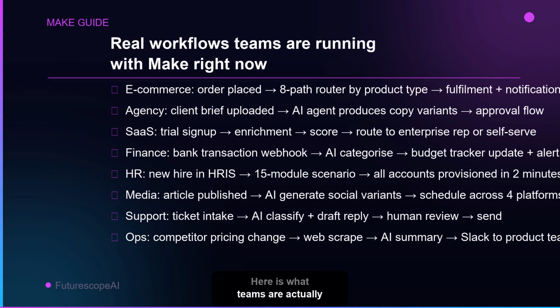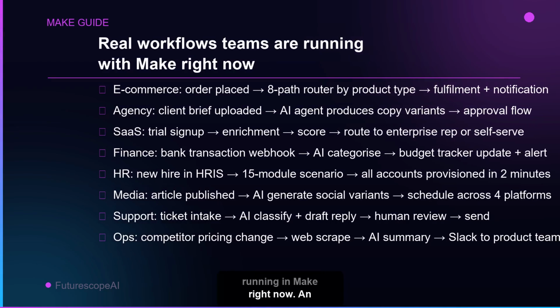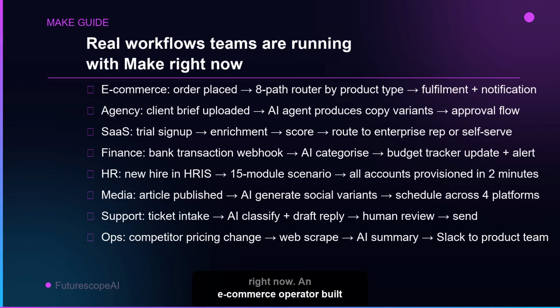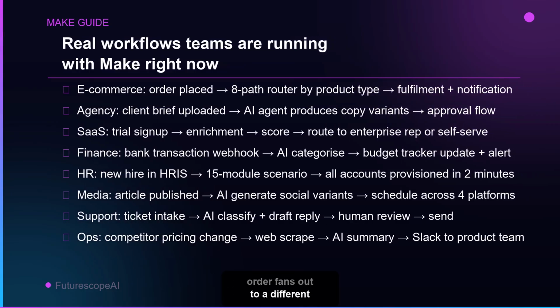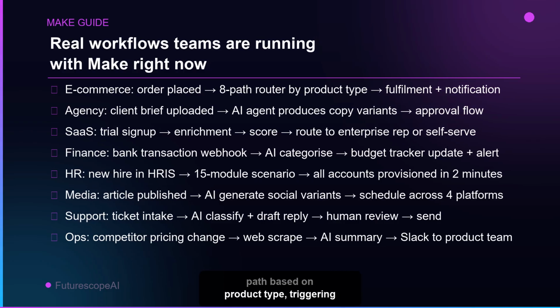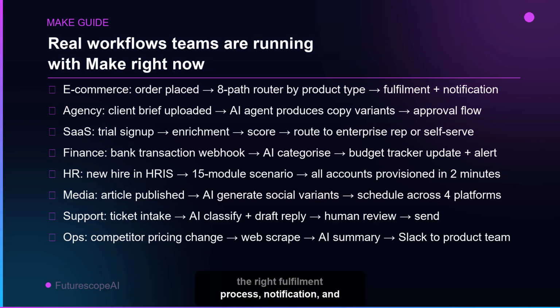Here is what teams are actually running in Make right now. An e-commerce operator built an 8-path router scenario. Every order fans out to a different path based on product type, triggering the right fulfillment process, notification, and inventory update for each. An agency uses a Make AI agent to receive a client brief, generate copy variants per channel, and route them through an approval workflow.